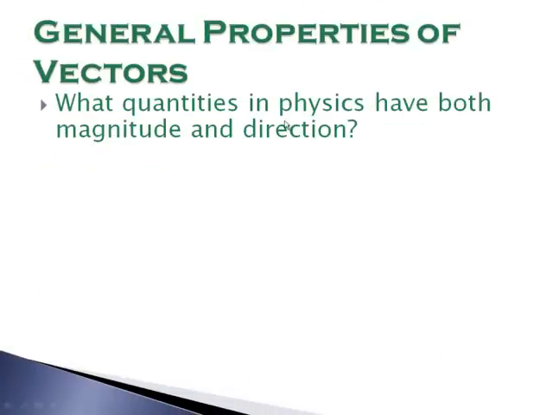What quantities in physics have both magnitude and direction? Stop right now. Write down all the ideas you have on a piece of paper. Welcome back. Here are some ideas I have. Displacement. If I go in a direction, it matters which way I'm going. The size or distance I go has an impact on how big that displacement is. So we refer to that as a vector.